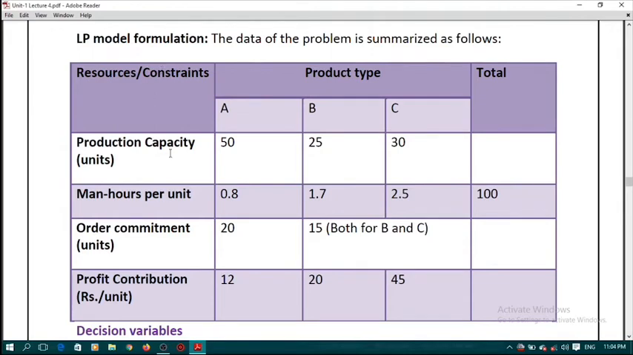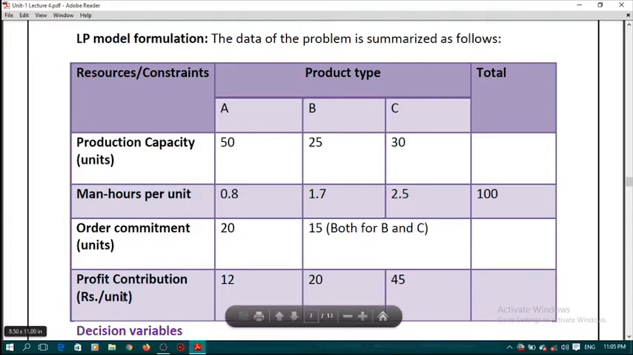Here we have resources, or we can say constraints. Here we have product types, and the last column represents total. So first one is product capacity in units. For A it is 50, for B it is 25 units, and for C it is 30 units. Man hours per unit: for product A it is 0.8 hours, for product B 1.7 hours, for product C 2.5 hours, and we have a total of 100 man hours. Order commitment in units is 20 for product A, and 15 for product B and C.